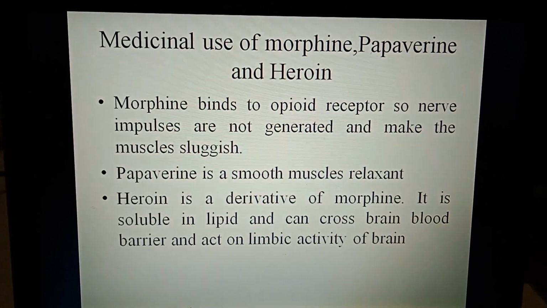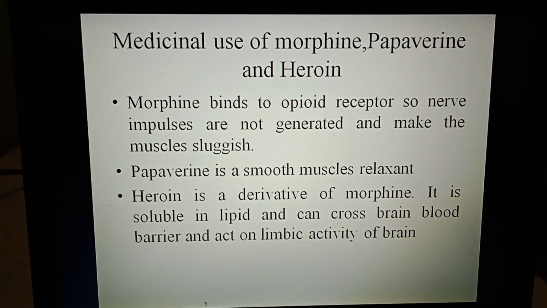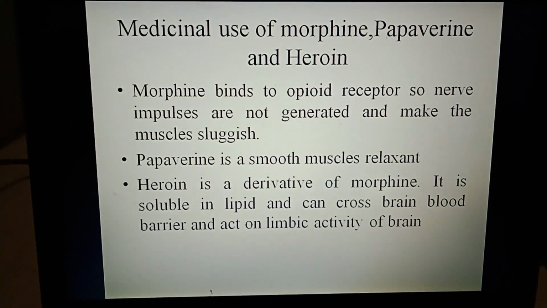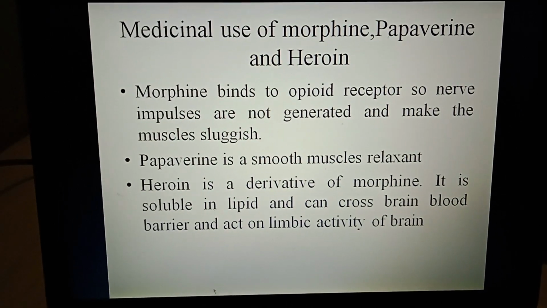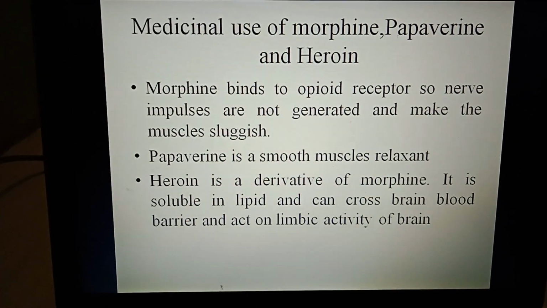So when we are dealing with the morphine, the main role by which the morphine is used is that it will bind to the opioid receptor, and so the nerve impulses are not generated, and so it makes the muscles sluggish. In the same manner, papaverine is a smooth muscle relaxant.